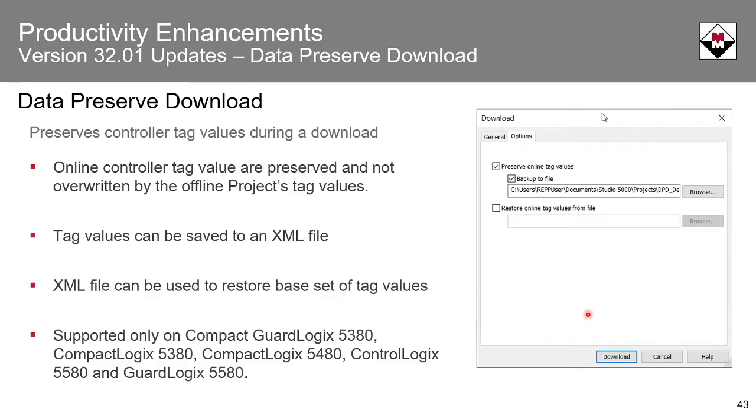The data preserve download feature preserves controller tag values during a download. Online controller tag values are preserved and not overwritten by the offline project's tag values. And the tags can be saved to an XML file. So when you go to do a download, you now have a new tab called Options, and you can select if you want to preserve the online tag values and if you want to back it up to an XML file. You can also restore a subset of values if you wish.